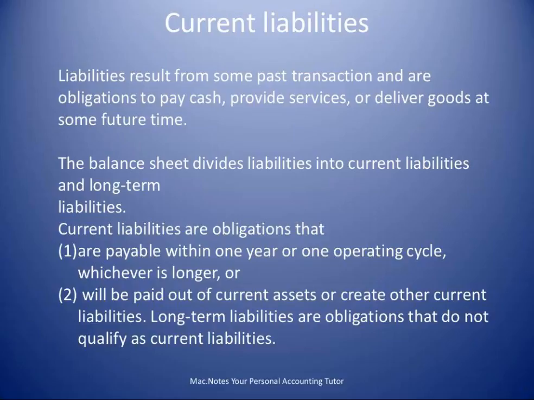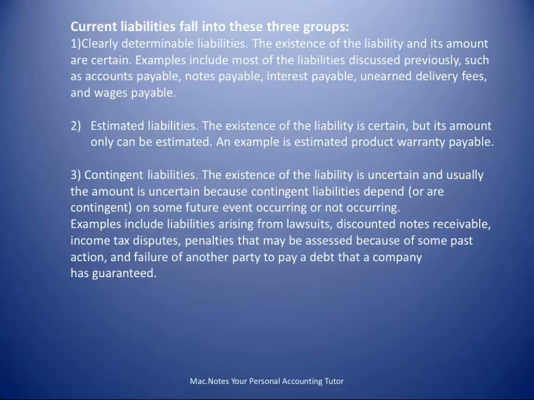Current liabilities are obligations that are payable within one accounting cycle, and they will be paid out of current assets. Current liabilities fall into three groups. Clearly definable liabilities, no questions asked. There's another type of group, estimated liabilities. That is, the existence of a liability is certain, but the amount is not. We do not know exactly how much that liability will be. For example, warranties. If we offer warranties, we know we'll have a liability, but we don't know how much.